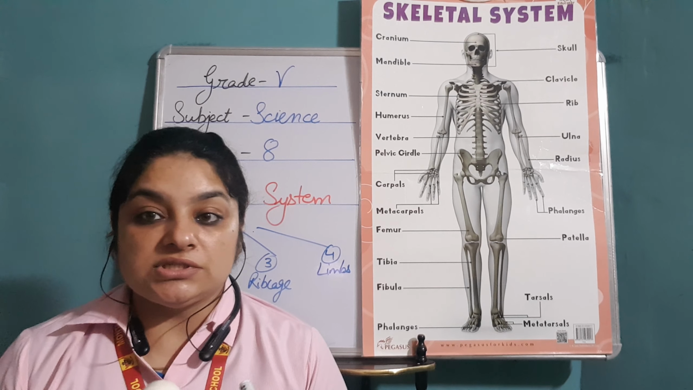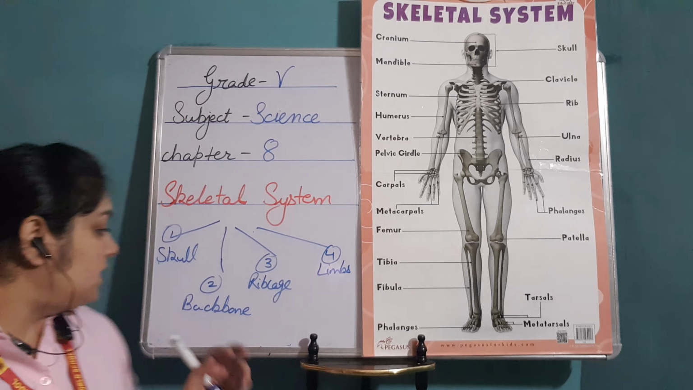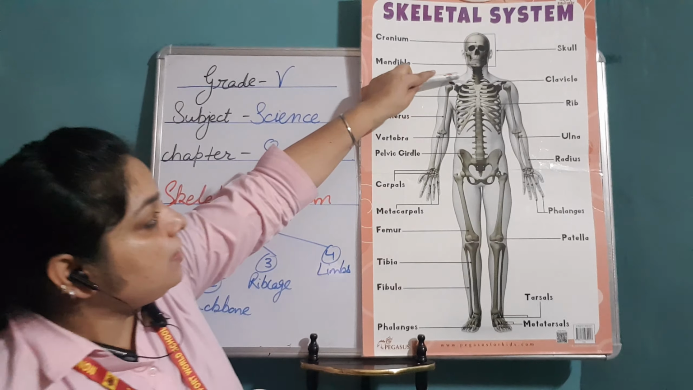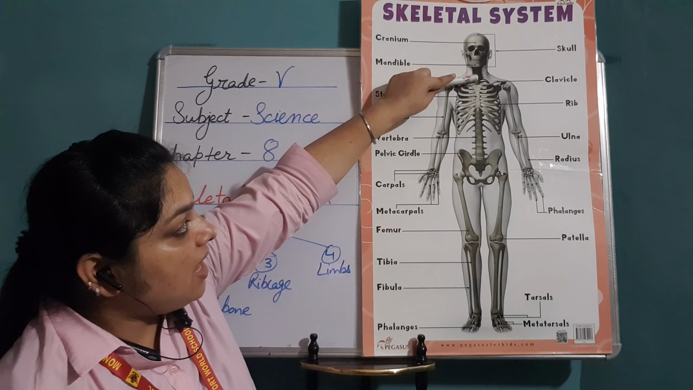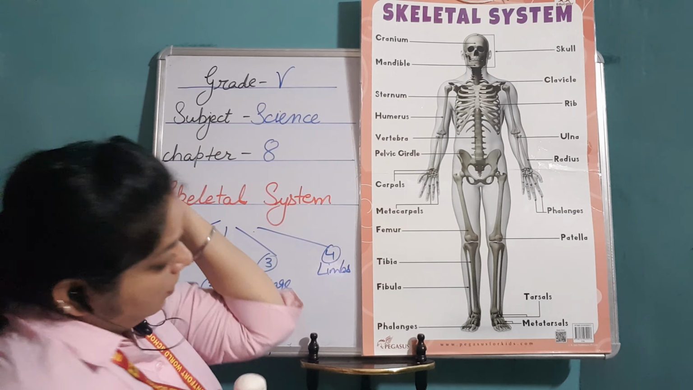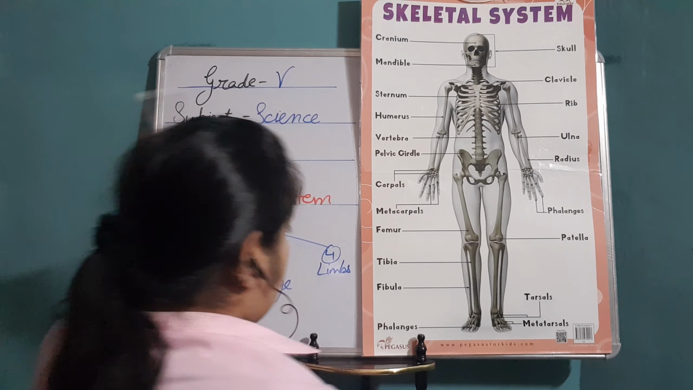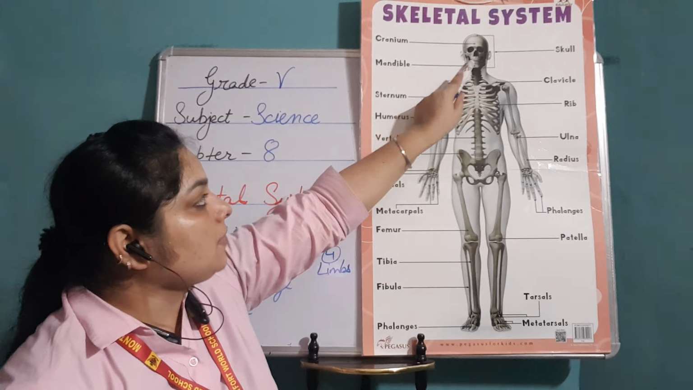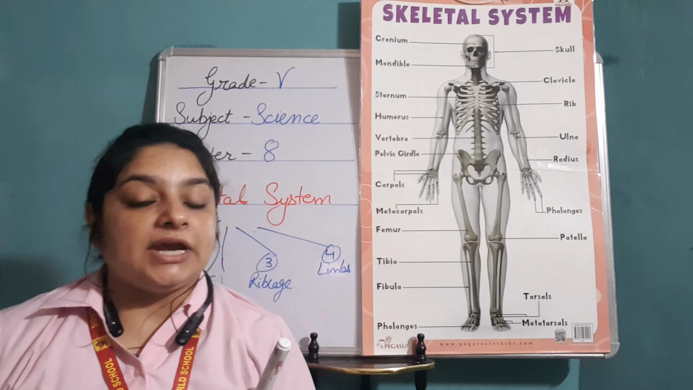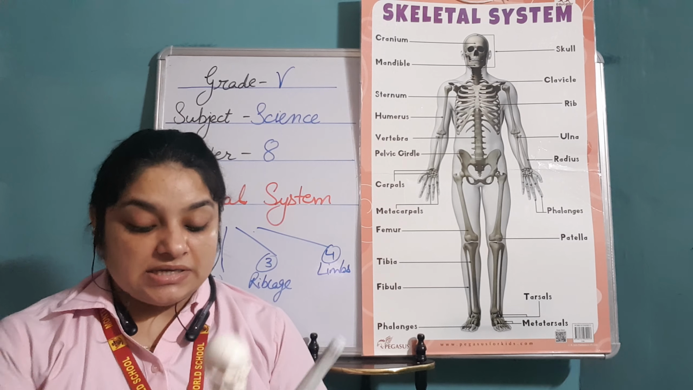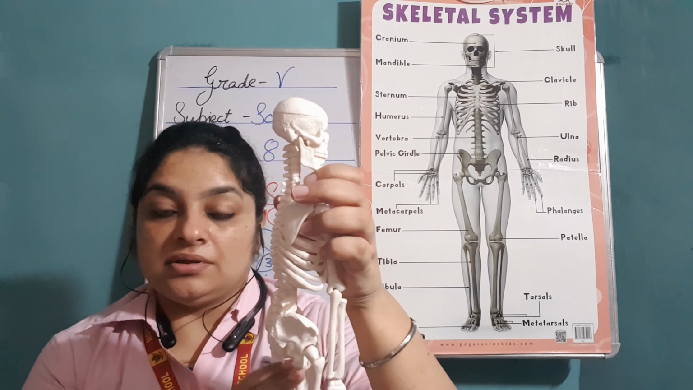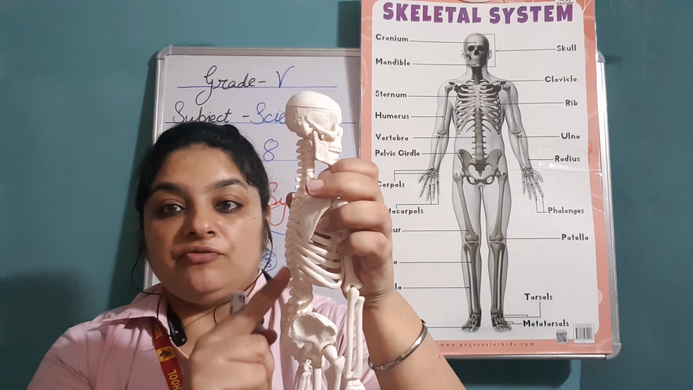This was all about skull. After this, second one is backbone. Backbone is simply, you can see it is starting from the back and going up to down at the back. This is our backbone. It's not like that our backbone is straight. No, now look at this model. See the shape in a curved form, right?